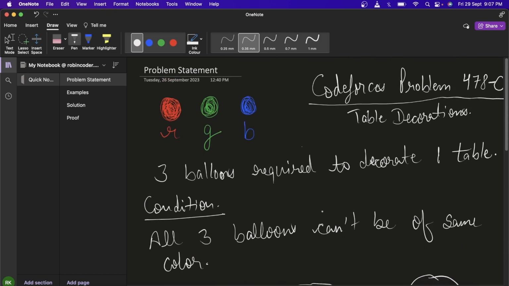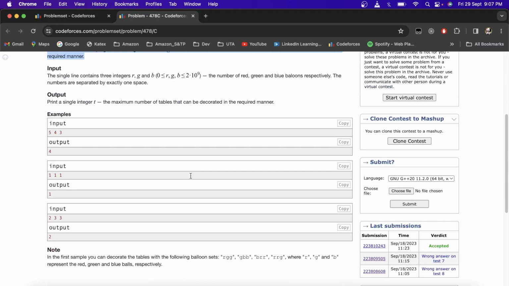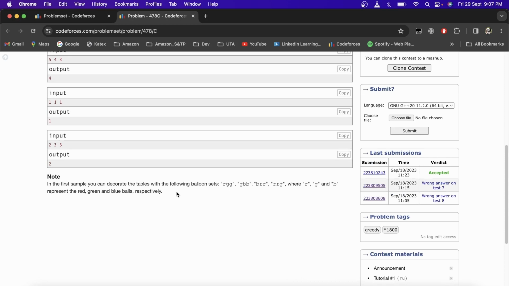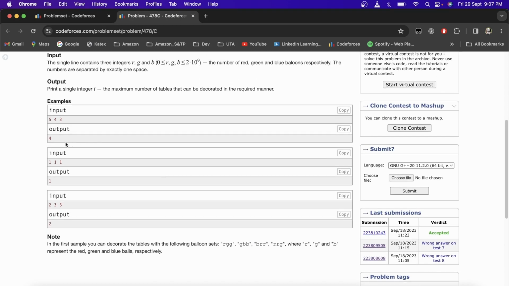So this is the problem statement, and now we can head to examples. These are examples I picked up from the problem itself. Let's go through the first example. As they have explained, there are five red balloons, four green, and three blue balloons, and these are the four tables we can decorate in this way. For example, the first will be RGG, second will be GBB, third will be BRR, and fourth will be RRG. So the answer given is 4.